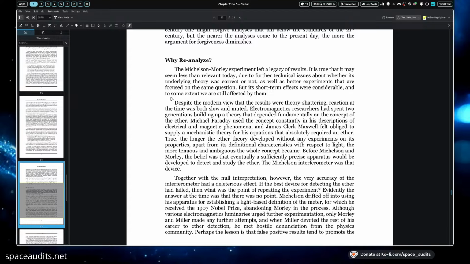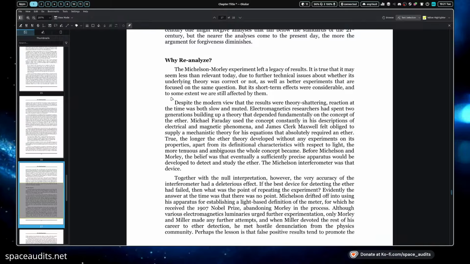Electromagnetics researchers had spent 2 generations building up a theory that depended fundamentally on the concept of the ether. Michael Faraday used the concept constantly in his descriptions of electrical and magnetic phenomena, and James Clerk Maxwell felt obliged to supply a mechanistic theory for his equations that absolutely required an ether. True, the longer the ether theory developed without any experiments on its properties apart from its definitional characteristics with respect to light, the more tenuous and ambiguous the whole concept became. Before Michelson and Morley, the belief was that eventually a sufficiently precise apparatus would be developed to detect and study the ether. The Michelson interferometer was that device.